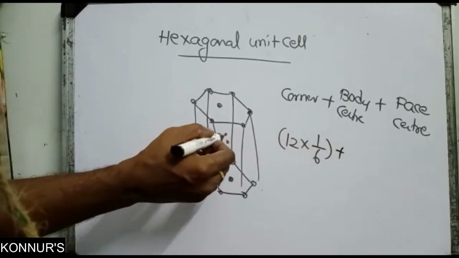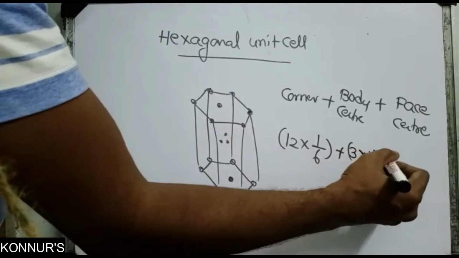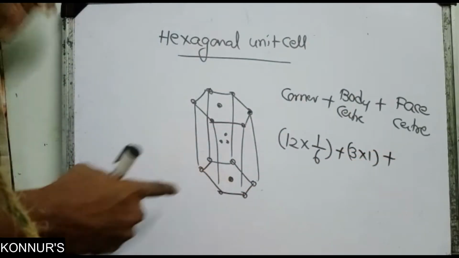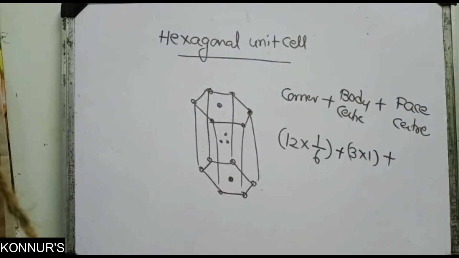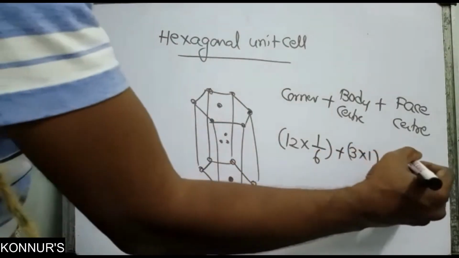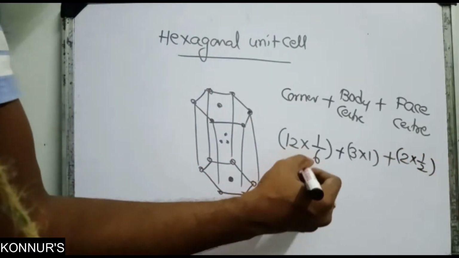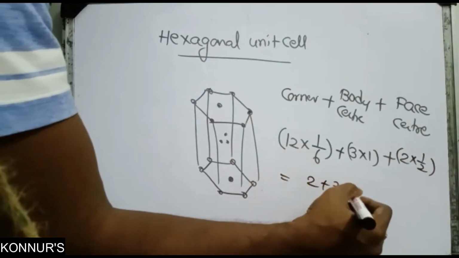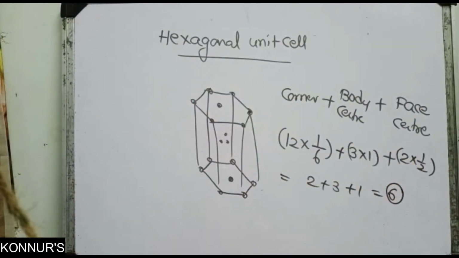Next, body center, they are not touching anybody. So 3 into 1 only. Plus face center, this is one cylinder. Above also you put one more cylinder. So then what? It will be blocked. So 2 into 1 by 2. So that means here 2 plus 3 plus 1, total 6. Total number of atoms in hexagonal structure is 6.